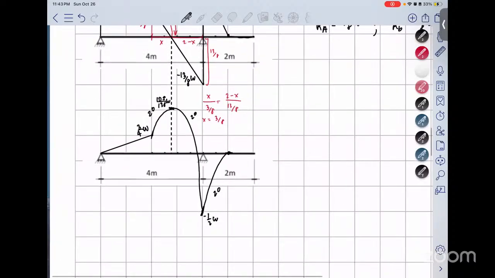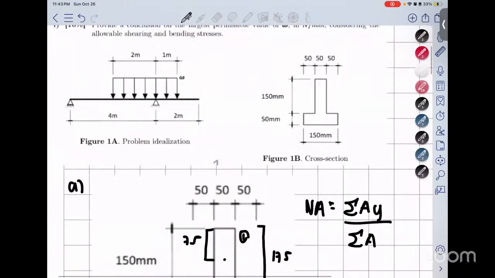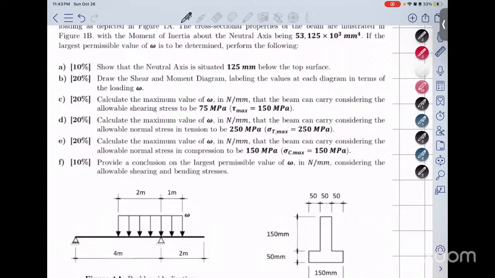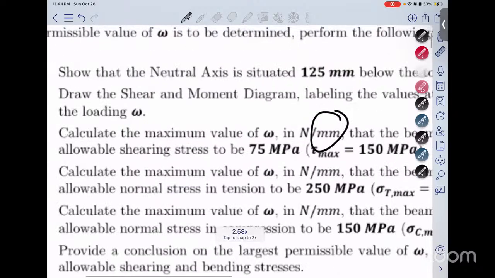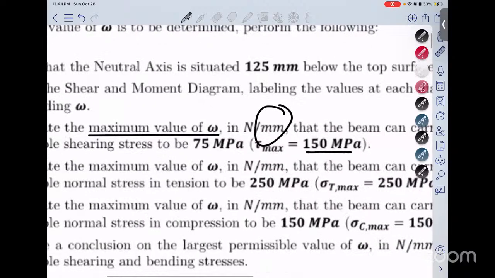Done. Third part, calculate the maximum value of omega in Newton per millimeter. It's important that we put units, that the beam can carry considering the allowable shear stress to be 75 megapascals. First trick question here: it says the maximum value of omega, meaning this is what we follow. They did not ask for the allowable value of omega. So just a little trick they're trying to pull.